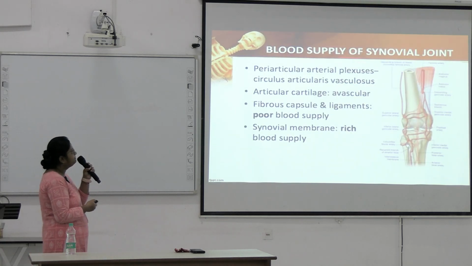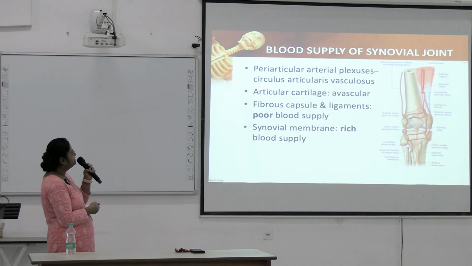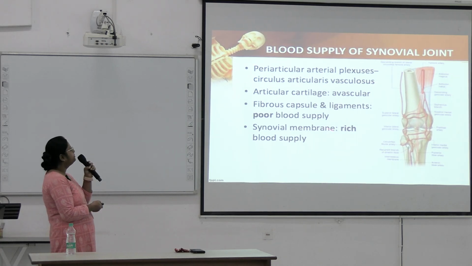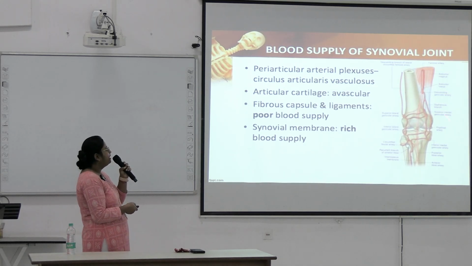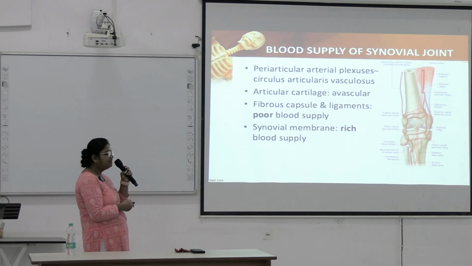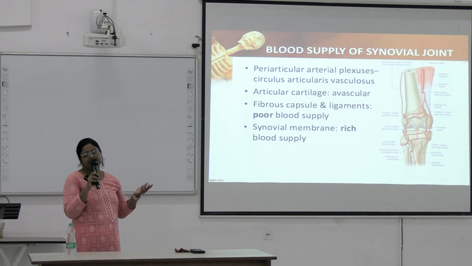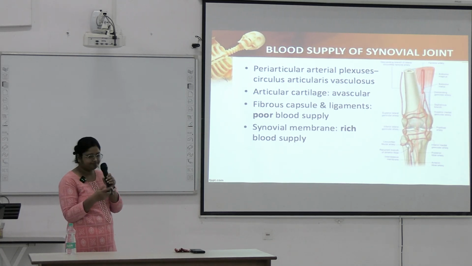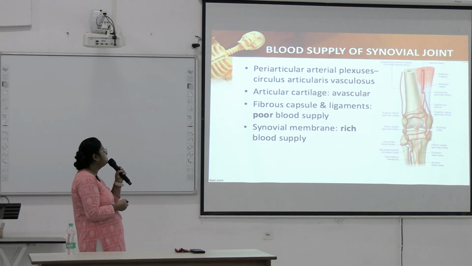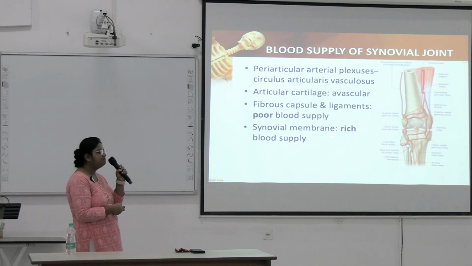Next we go to blood supply of the synovial joint. Periarticular arterial plexuses, also known as circulus articularis vasculosus. It is supplying the capsule of the synovial joint. Articular cartilage is avascular. Okay, it does not have any blood supply and receives nutrition via diffusion from the synovial fluid. And fibrous capsule and ligaments have poor blood supply. Synovial membrane is rich in blood supply.